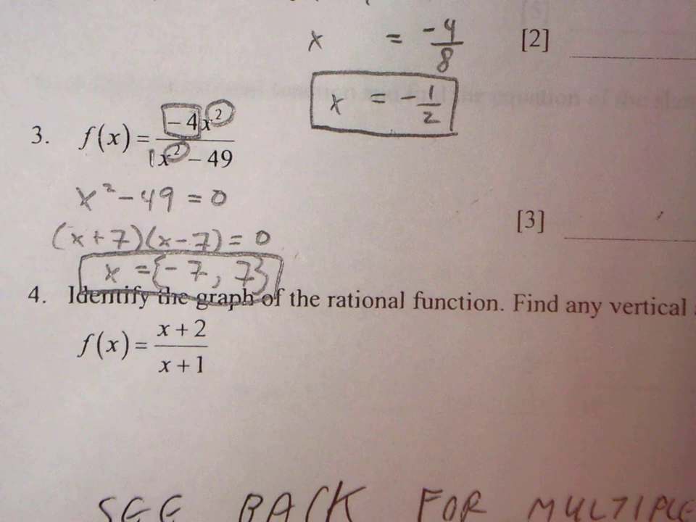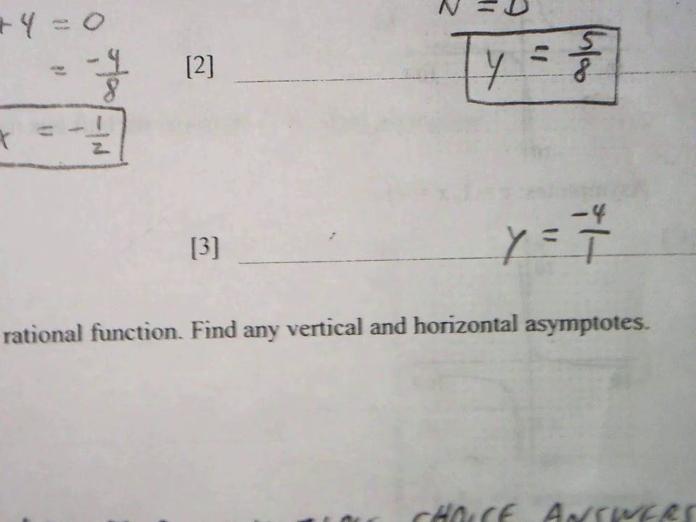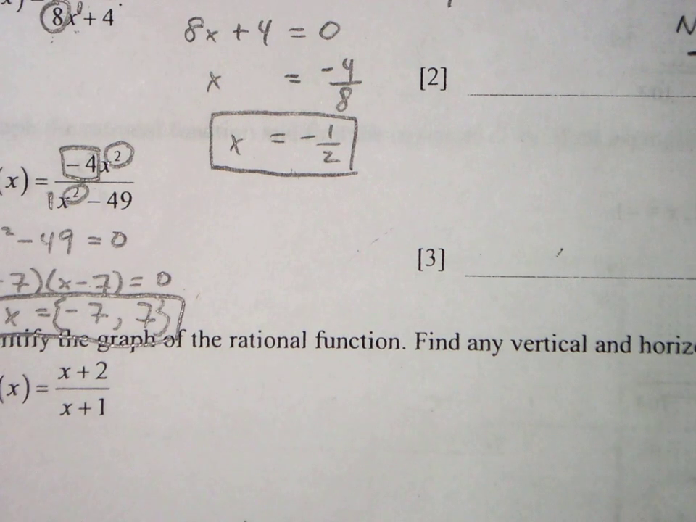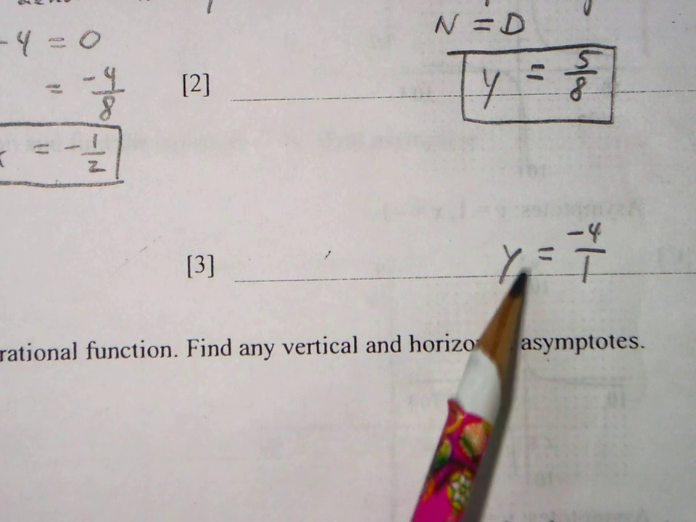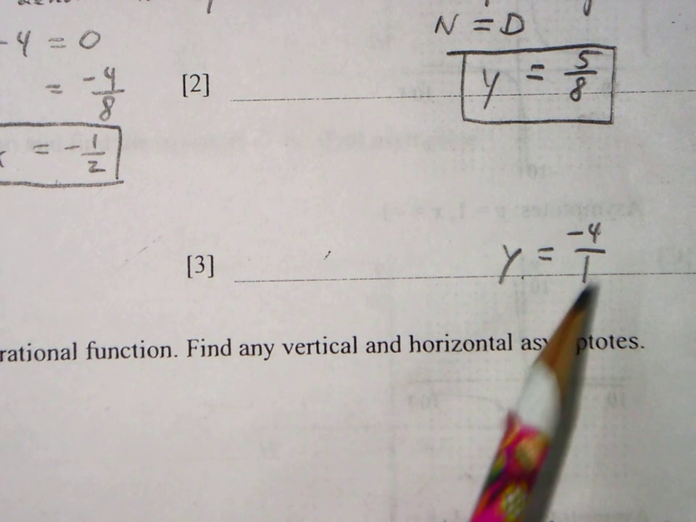So our equation for our horizontal asymptote is y equals negative 4 over 1. So, whoops, I put that over there. Again, I'm looking at the leading coefficients, negative 4 over 1. Therefore, my horizontal asymptote is y equals negative 4 over 1, or I can say y equals negative 4.